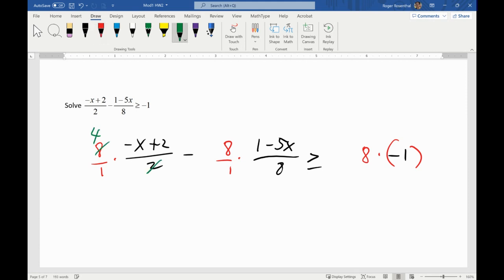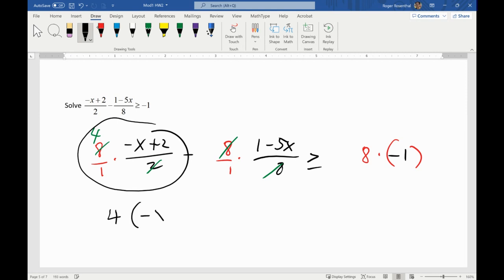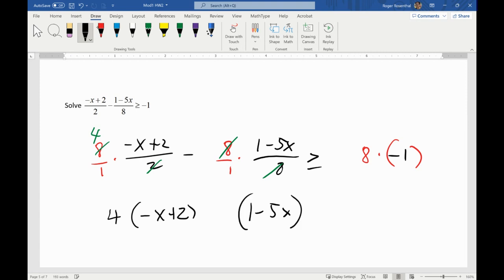Denominator cancels numerator, I get 4. Denominators cancel each other. On the left side here, I get 4 times in parentheses negative x plus 2. Then I have the 1 minus 5x, but that whole thing is being subtracted. So I put it in parentheses, is greater than or equal to negative 8.